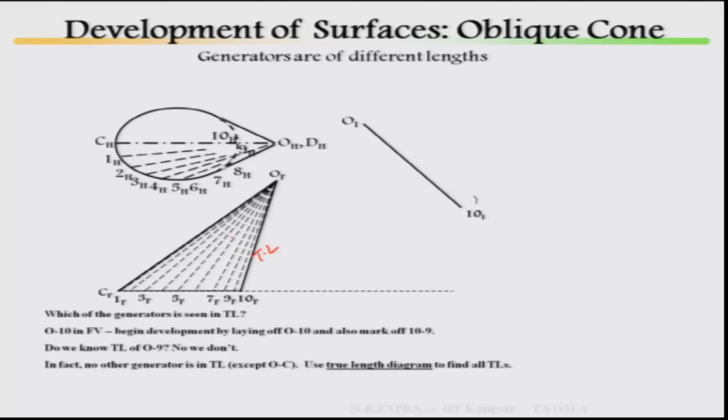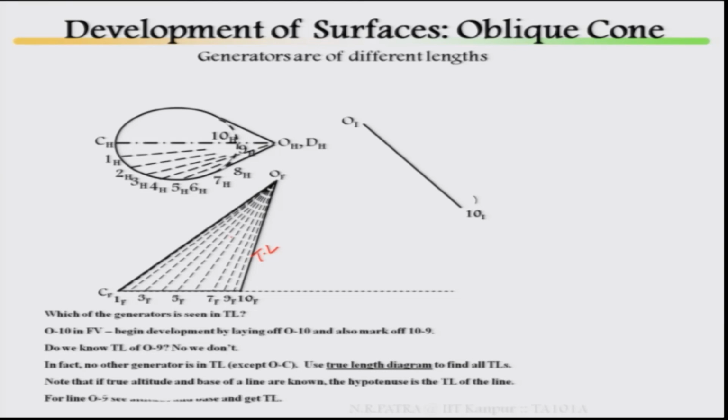In fact no other generator is in true length except OC. Use the true length diagram to find all true lengths. Note that if the true altitude and base of a line are known, the hypotenuse is the true length of the line. For line O9, see the altitude and base and get the true length. Look here, for O9, if I know this altitude and this base, obviously this will be the true length. That is what I am doing one by one.